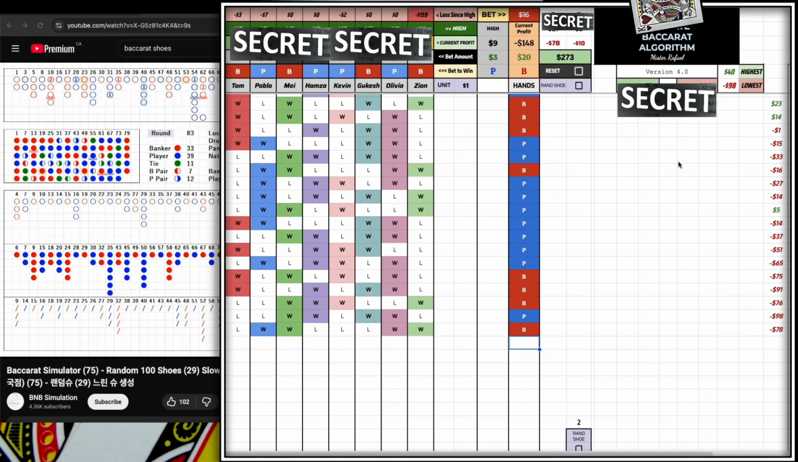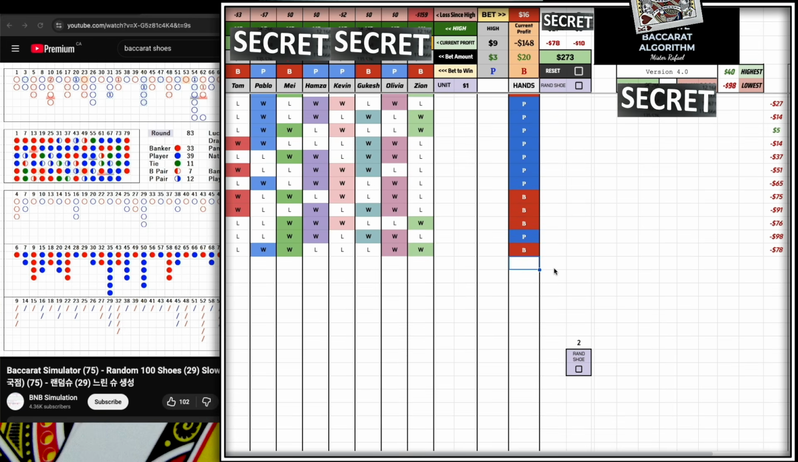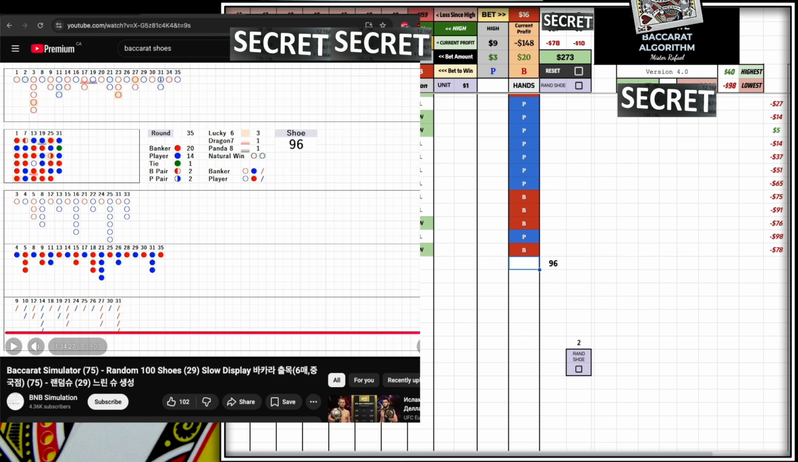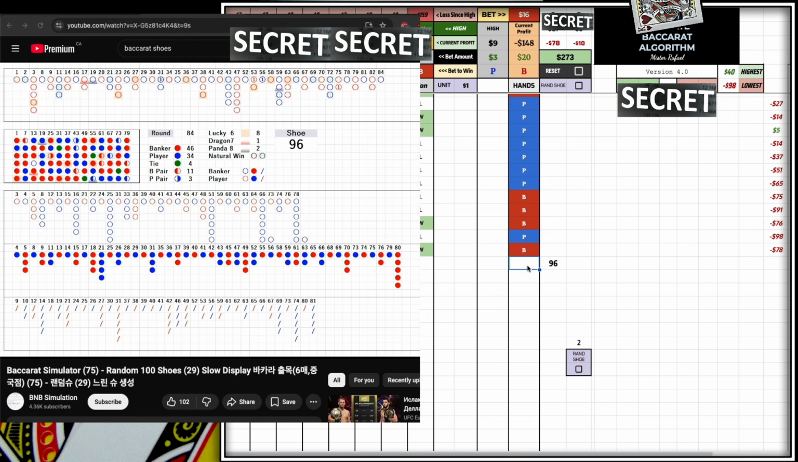All right, highest profit was $40. Biggest drawdown, minus $98. Currently sitting at minus $78, with the next bet being $16 on banker. Okay, shoe 96. Hey, even if we hit the stop loss, we're still going to be in profit, so it'll be all right. Okay, shoe 96. Here we go.